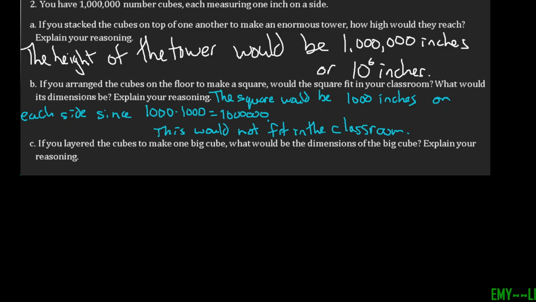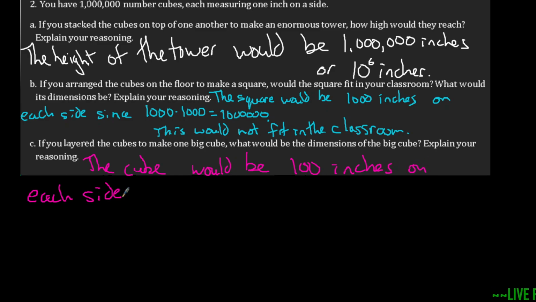So we could say lastly, let's do pink, and let's say the cube would be 100 inches on each side, since 100 times 100 times 100 is equal to 1 million. So notice how we use those exponents to be able to guide our answers, but we can also use those expanded form to find out our answers as well.